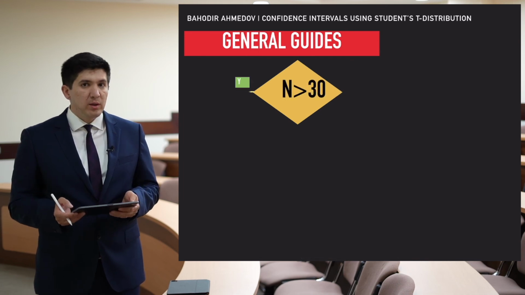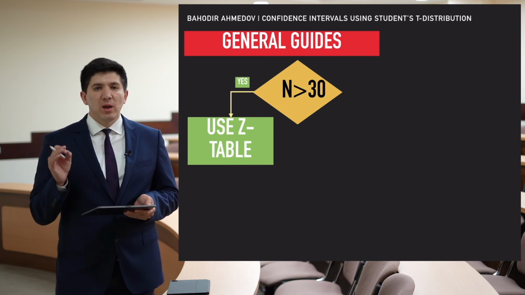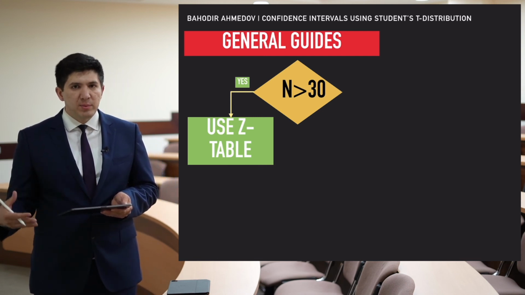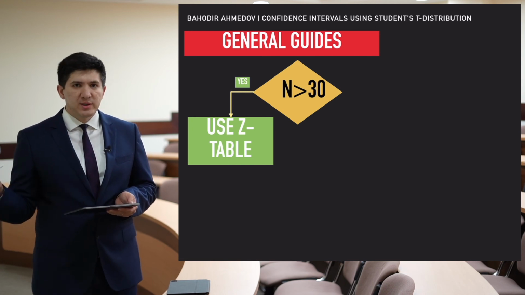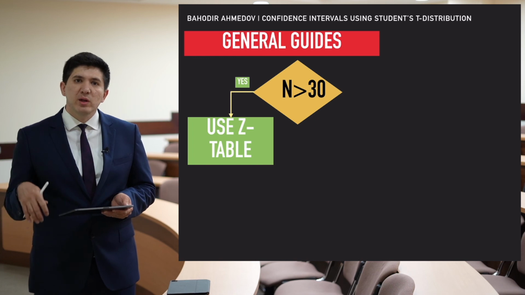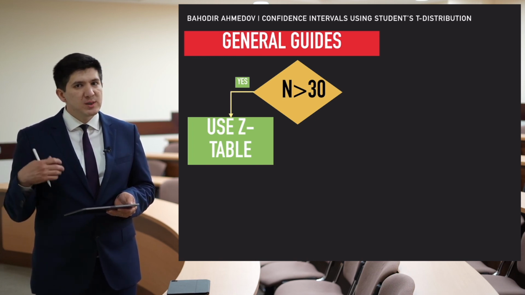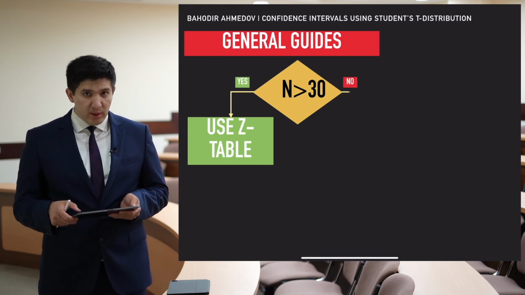First of all, if you would like to know whether you have to use a z-table or t-table, you need to check whether the sample size is more than 30. If it is more than 30, you don't bother yourself. You're going to use the z-table. You're going to substitute the sigma in the formula of the error margin with the standard deviation of the sample. But if not, it is not so easy.